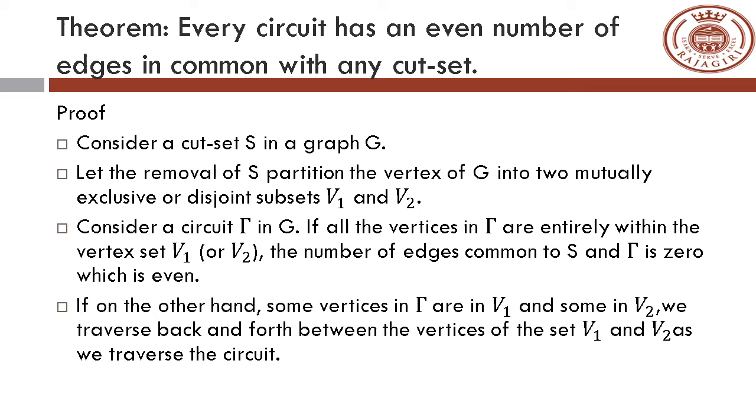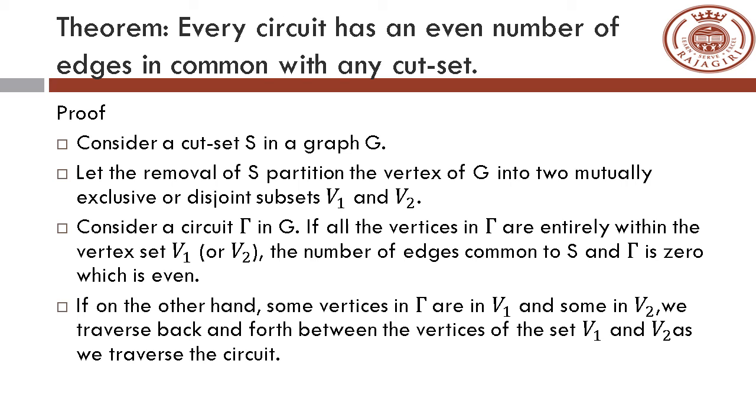A theorem related to circuit and cut set. The statement of the theorem is every circuit has an even number of edges in common with any cut set. The proof of the theorem. Consider a cut set S in a graph G. A cut set means the minimum number of edges whose removal from G will disconnect the graph into two components. Let the removal of S partition the vertices of G into two mutually exclusive or disjoint subsets V1 and V2.